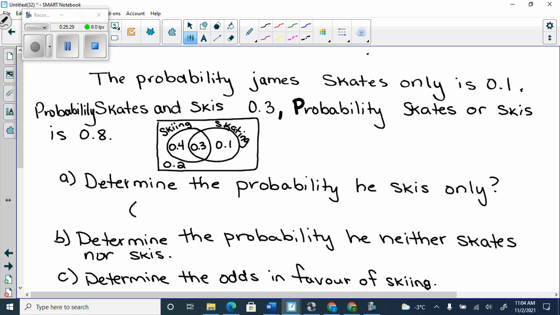Determine the probability he skis only. 0.4. When you're done filling in these Venn diagrams, the answers are really easy because the probabilities are done for you already, right? Determine the probability he neither skates nor skis. 0.2.